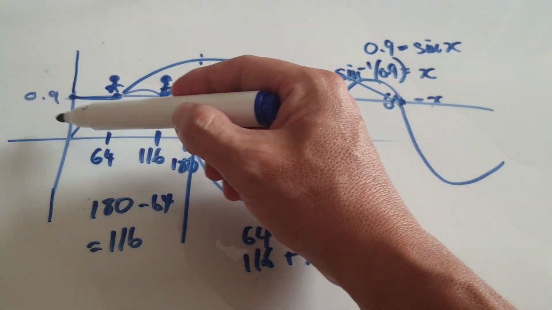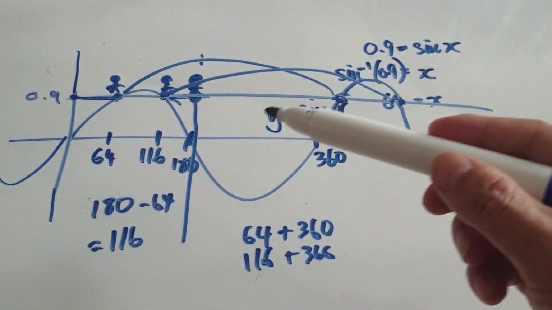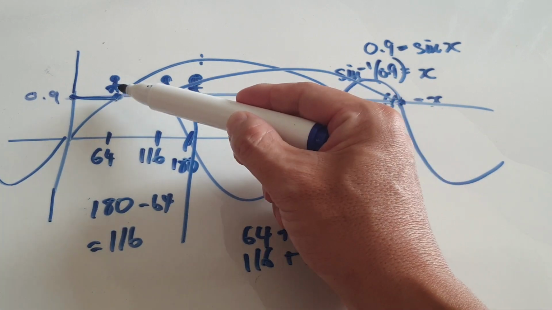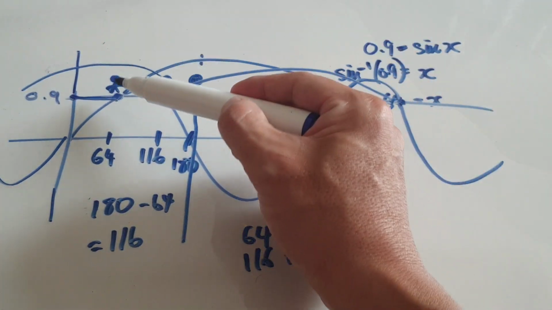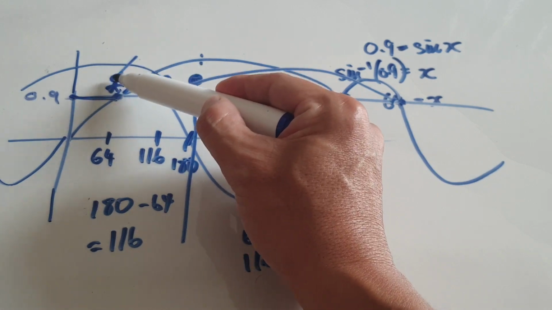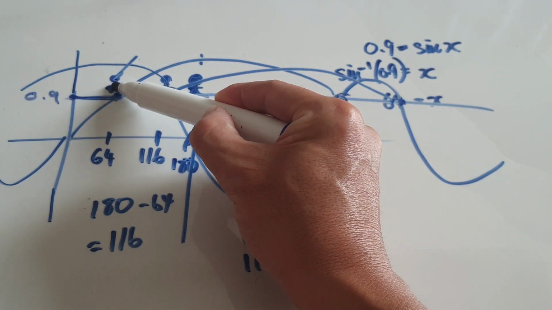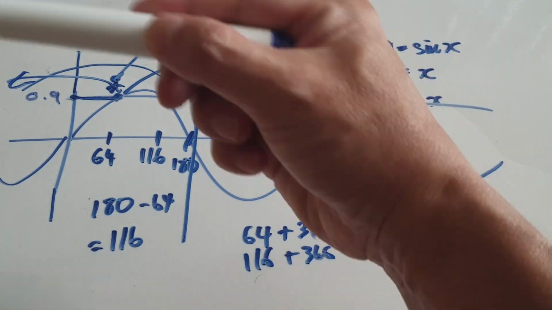And the sine graph also goes the other way. So what you do is you imagine you're standing here, and then take away 360, and then you jump back in that direction. And then you can also imagine you're standing here, and then take away 360, and it will jump in the other direction. Okay?